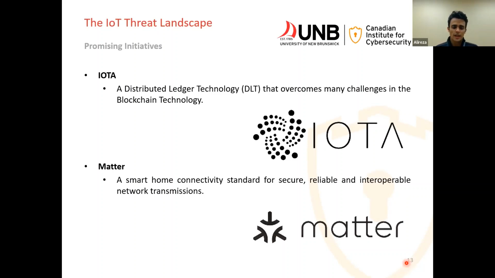And there's also the Matter protocol, which is a smart home connectivity standard for secure, reliable, and interoperable network transmissions. It is being developed under the CSA, the Connectivity Standards Alliance, formerly known as the ZigBee Alliance, an alliance of very huge companies such as Google, Amazon, and Apple, and lots of other companies. It seems to be a very promising protocol that solves security and interoperability problems.